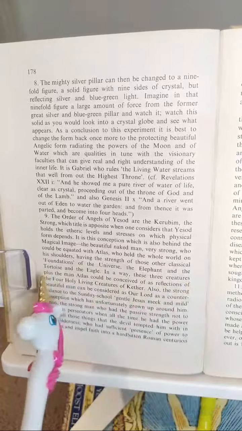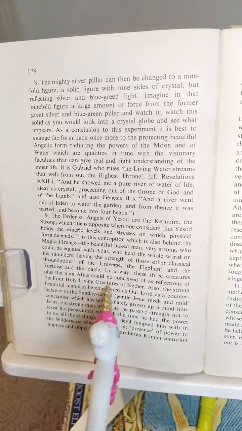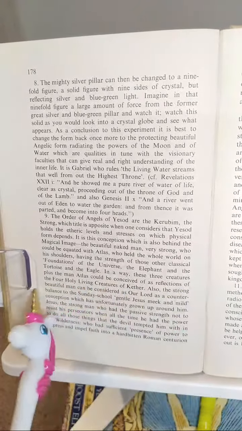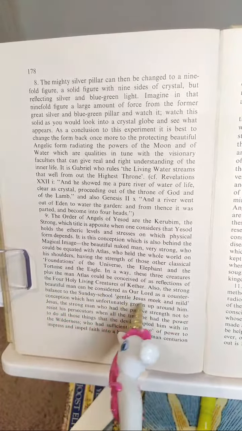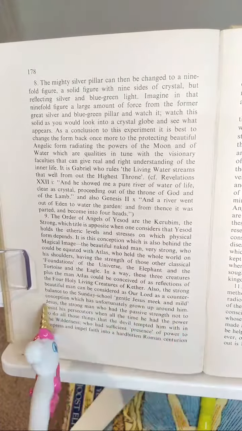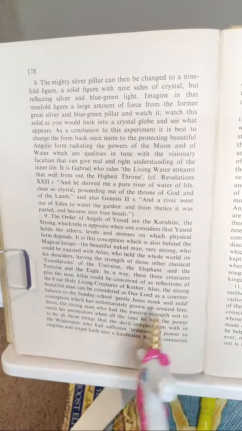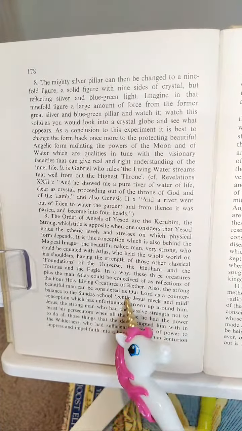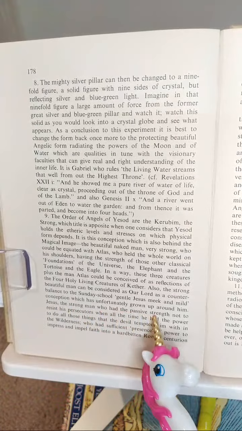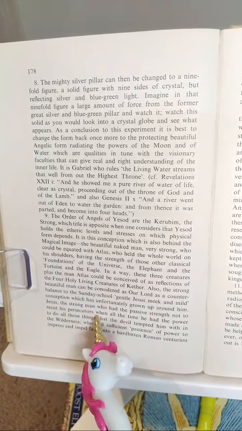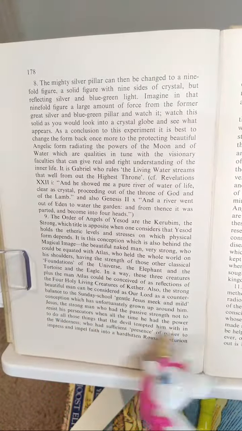In a way, these 3 creatures, plus the man, Atlas, could be conceived of as reflections of the 4 holy living creatures of Kether. Also, the strong, beautiful man can be considered as our Lord, as a counterbalance to the Sunday school gentle Jesus, meek and mild conception, which has unfortunately grown up around him. Look at that. See, you got to put some respect on Jesus' name. He's not just gentle, meek, and mild. Look what it says here. Jesus, the strong man, who had the passive strength not to resist his persecutors, when all the time he had the power to do all those things that the devil tempted him with in the wilderness.